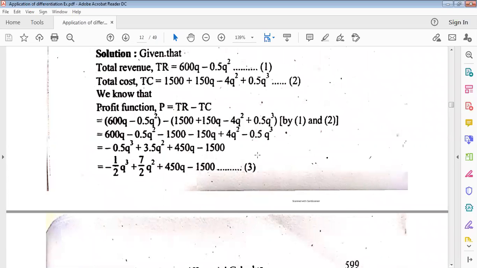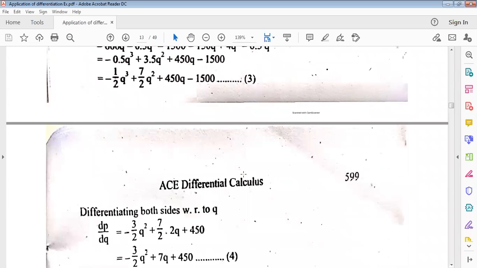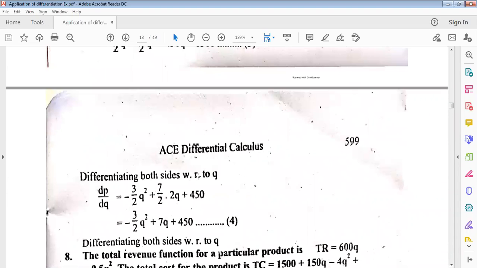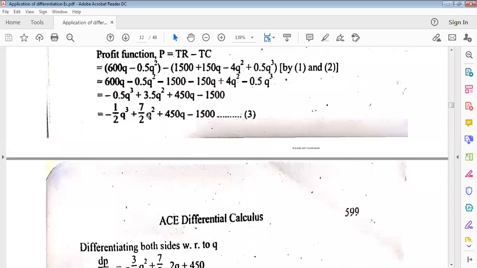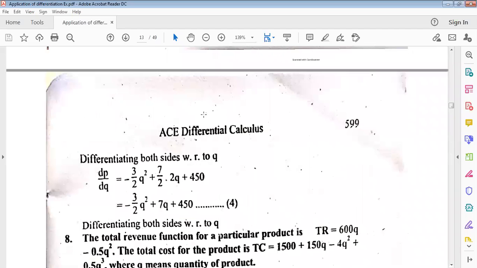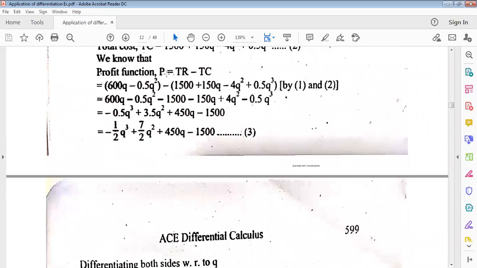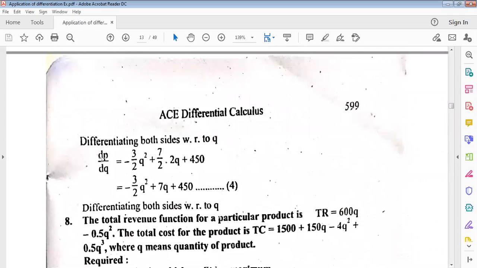Total revenue profit. Now differentiating both sides with respect to q. Here in place of x, we have q. This is why we have to differentiate this function with respect to what? q. dP/dq. P equals to this. This is why dP/dq, first differentiation: minus 3 by 2 q square plus 7 by 2 into 2q plus 450.